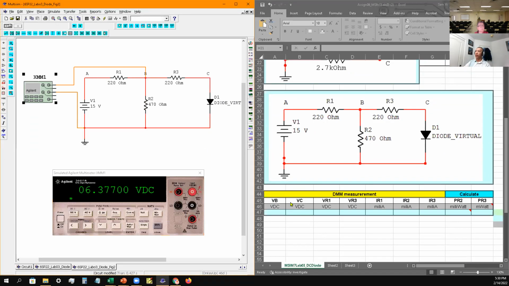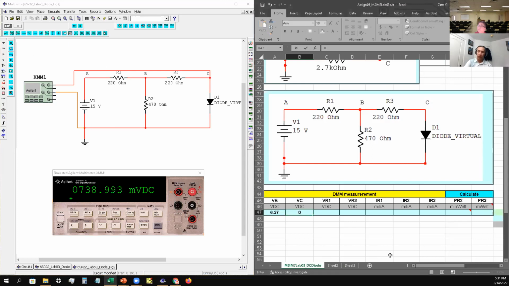Okay, turn off the simulation. That is 6.37. And then disconnect this, connect to point C. Turn on the simulation, collect your data. Okay, this is 738.993 millivolt. So I have to convert this to volt. I take this number divided by 1,000, so this is going to be 0.738.